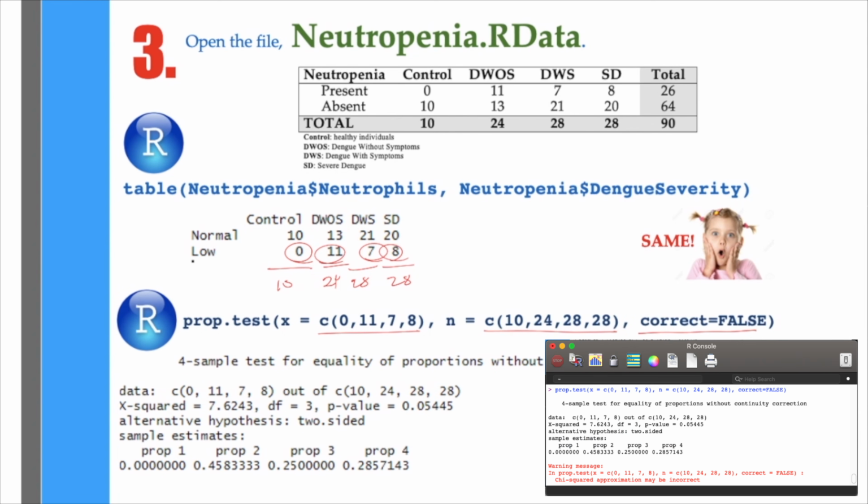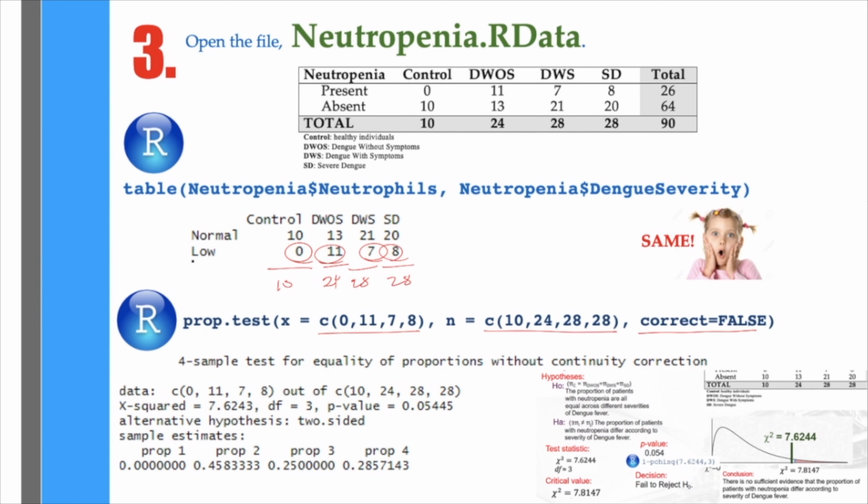And we're going to have this result, which is exactly the same as the one that we computed, as we can see that the p-value generated by R and the one that we computed are exactly the same, which is 0.054. Now, for the chi-square test statistic, notice that we also have exactly the same test statistic, 7.624. Even the DF is the same as 3. R also displays the 4 sample proportions, which are 0 over 10, which is 0, 11 over 24, which is 0.45, 7 over 28, which is 0.25, and 8 over 28, which is 0.2857.